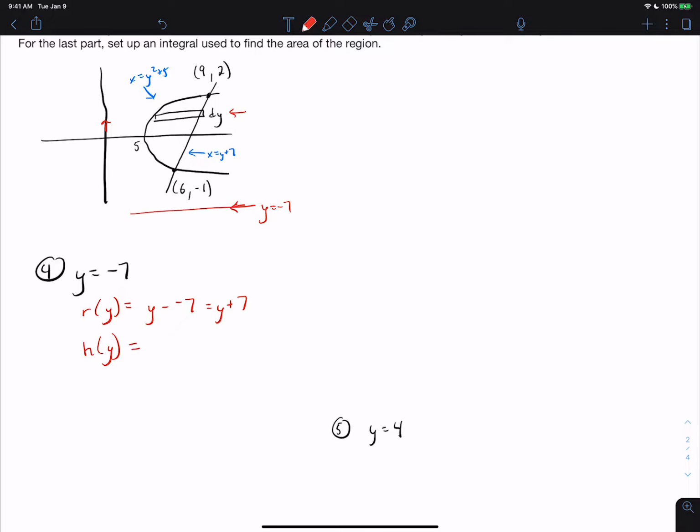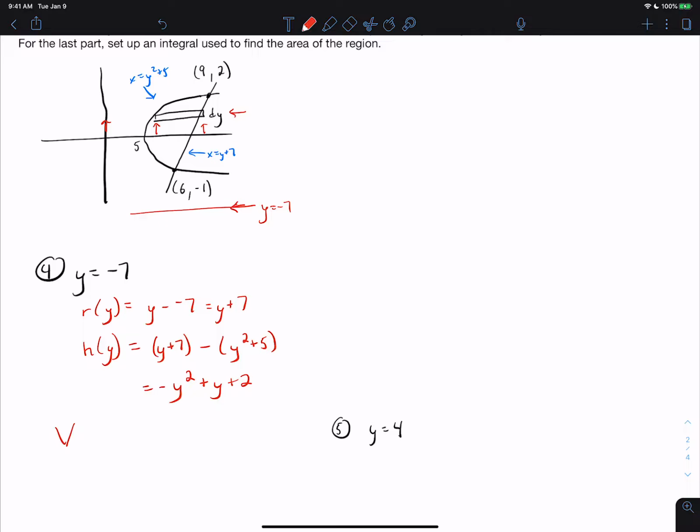H is the height of the rectangle. Because the rectangle is sideways like this, dy is considered the base of the rectangle. So the height of the rectangle we're going to think of as being this horizontal distance. So you take the right x, which is y plus 7, minus the left x, which is y squared plus 5. So we get -y squared plus y plus 2.